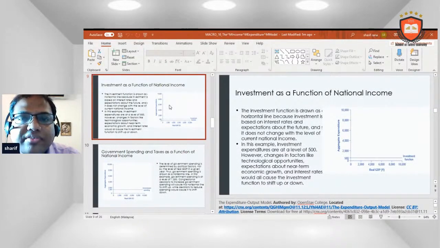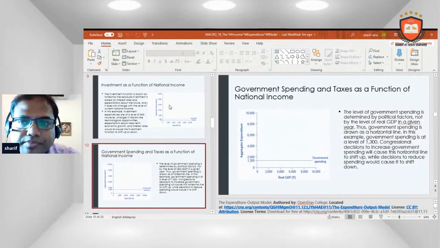Investment as a function of national income. The investment function is drawn as a horizontal line because investment is based on interest rates and expectations about the future, and it does not change with the level of current national income. In this example, investment expenditure is at a level of 500. Changes in factors like technological opportunity, expectations about near-term economic growth, and interest rates would all cause the investment function to shift up or down.